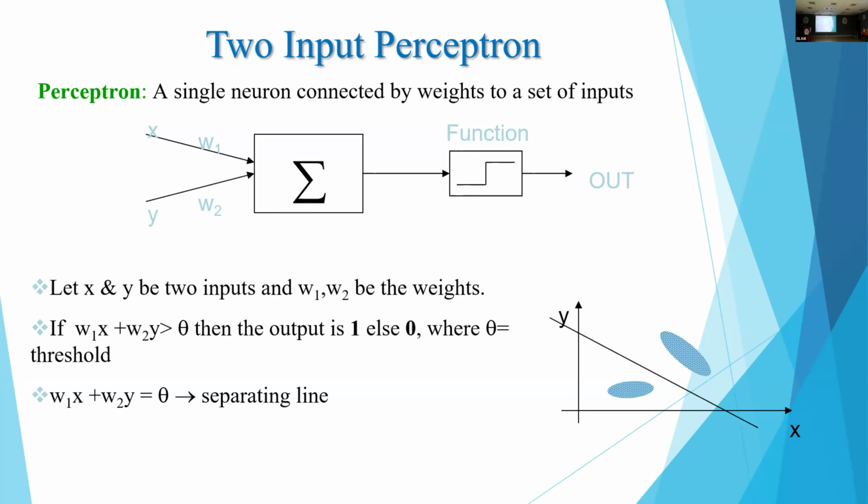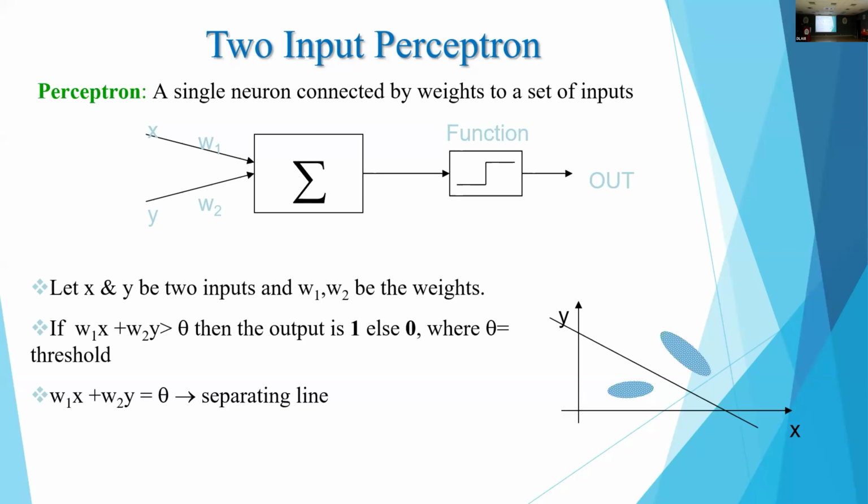Now the equation says that W1X plus W2Y greater than theta, output is 1. So if I map it to something like W1X plus W2Y plus say C is equal to 0, what is that? Equation of a line, AX plus BY plus C equal to 0. So this two input perceptron is providing me a line. If I change W1 and W2, I will get different orientations of the same line.